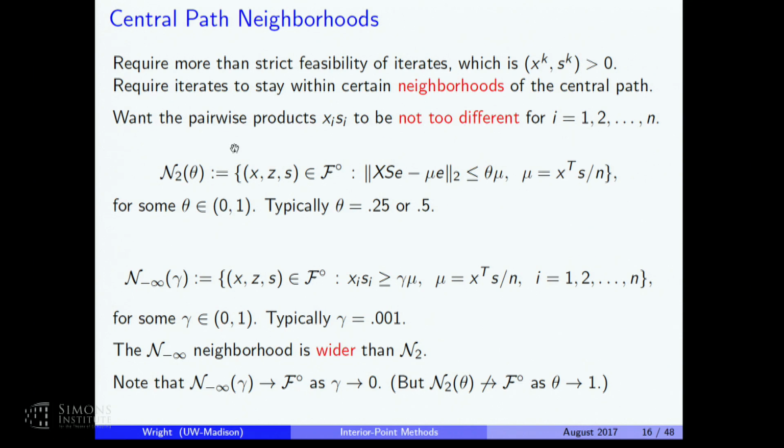Now, this is a more generous neighborhood than this one. If you let gamma go to 0, you eventually encompass the whole strictly feasible space. Okay? But if you let theta go to 1, that's not true. Even if theta is very close to 1, you're not approaching the whole strictly feasible space. And you can't let theta get bigger than 1, because then you'd start admitting terms where the xi times si is negative. So you can't allow that. Okay? So this neighborhood is more generous. This one actually gives nicer complexity results, though, as a factor of n, which I'll mention again a little bit later on.